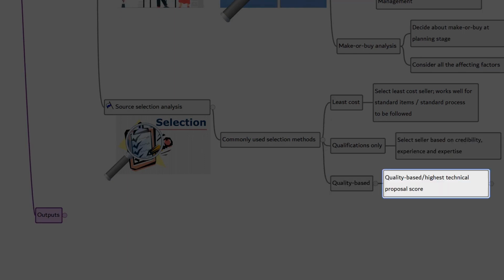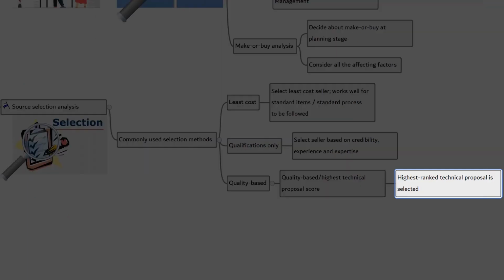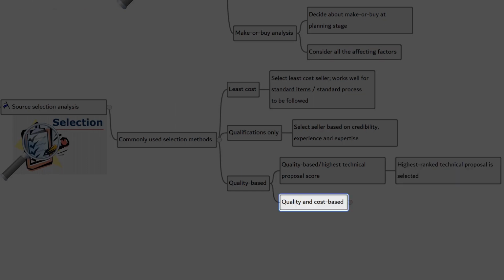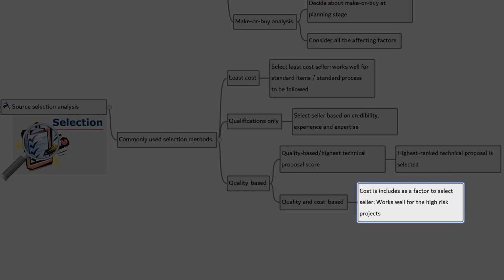Quality based. In this method, technical proposals from various sellers are first evaluated. The seller who submitted the highest ranked technical proposal will be selected. Then the seller will be called for negotiation. Upon common agreement, the seller will be awarded the contract. Quality and cost based. In quality and cost based, cost is included as a factor in the selection. Generally, when the risks are greater, quality is given the highest importance.